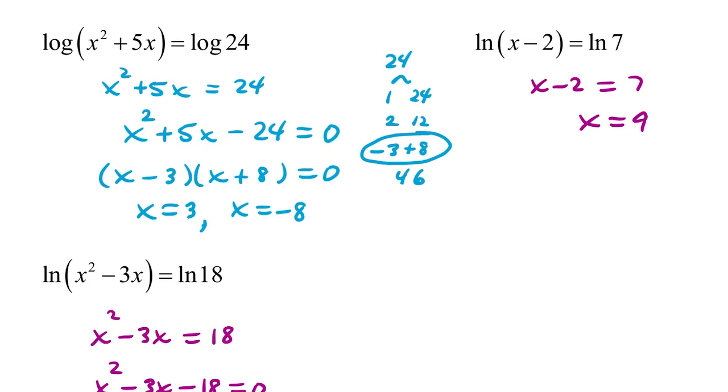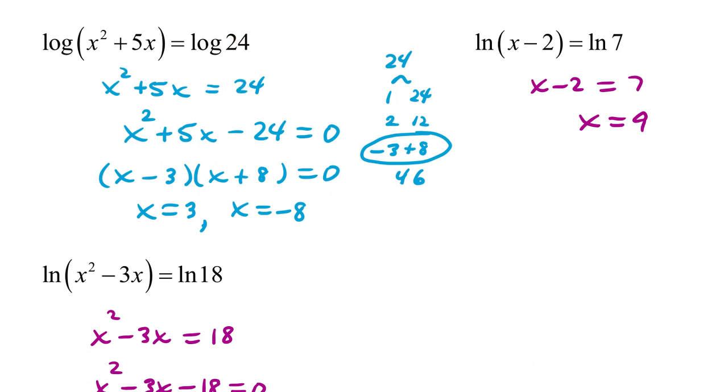The example at the top left, a log without a base written is an understood 10. Like a square root, you don't ever see the 2 written. With a common log, you don't have to see a 10. It's not wrong if you write it, it's just a lot of times it won't show up. Same logarithm, that means x squared plus 5x has to equal 24.